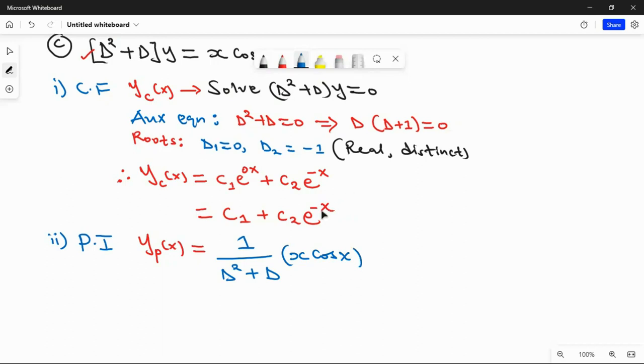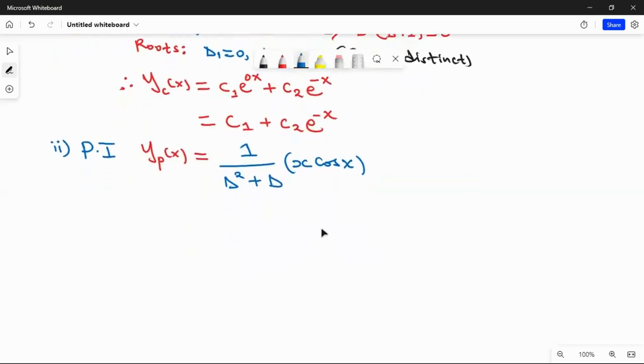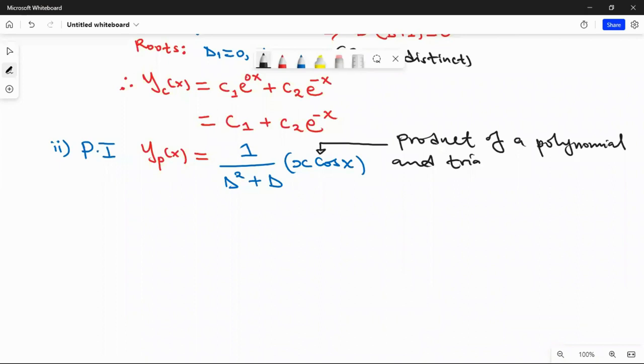The question is, how do you operate on a product of a polynomial and a trigonometric function? So let me comment on this function. This function here is a product of a polynomial and a trigonometric cosine. When you have such a case, you need to use the exponential shift rule to operate on such a kind of product. So we are saying use the exponential shift rule.